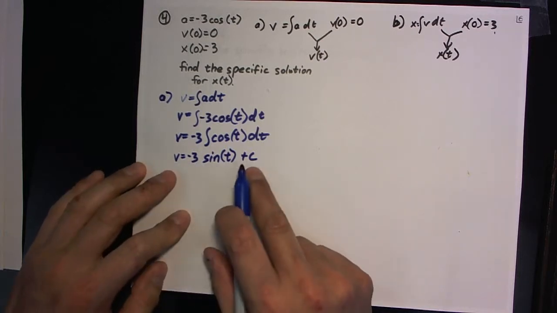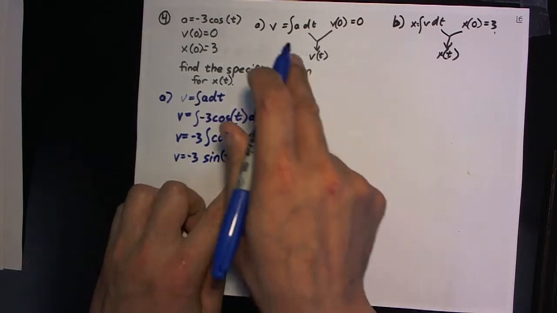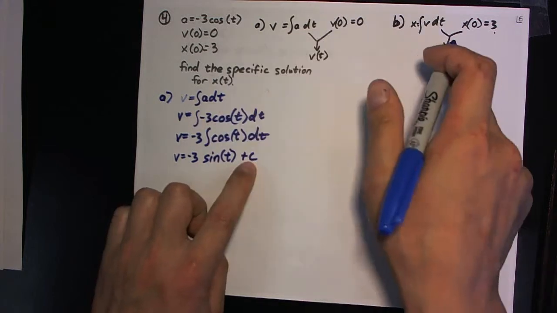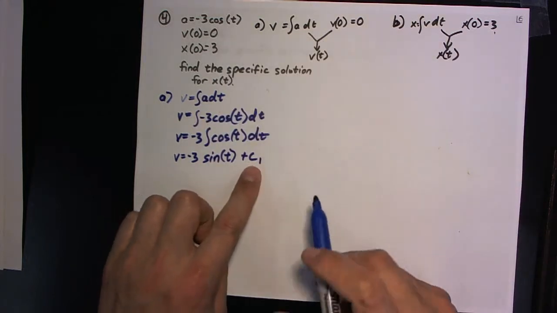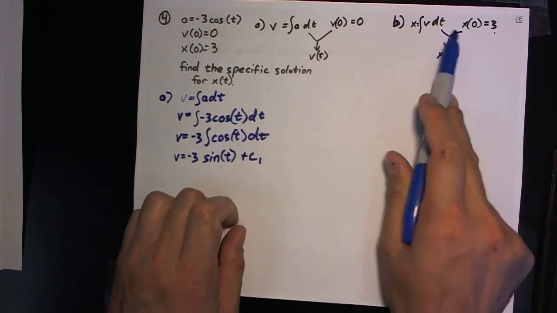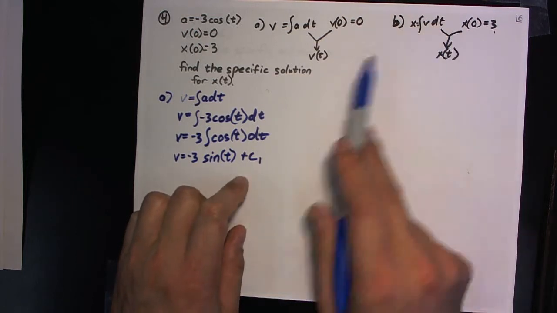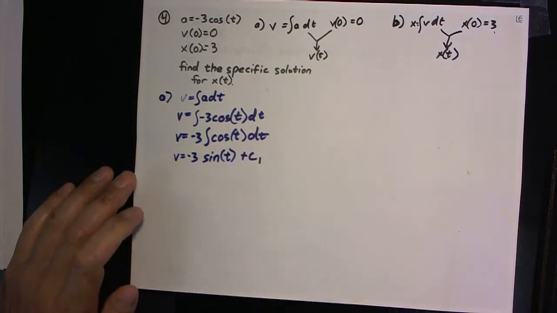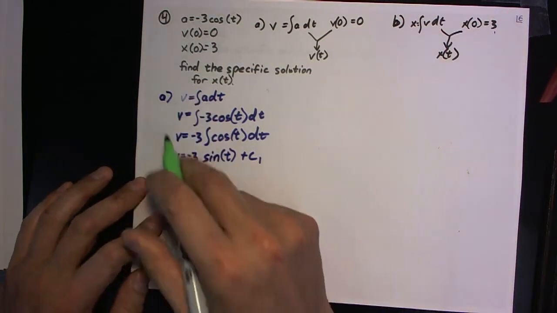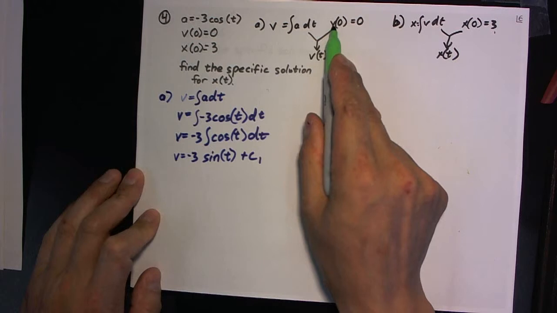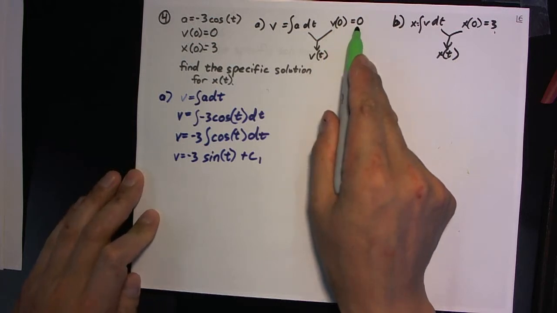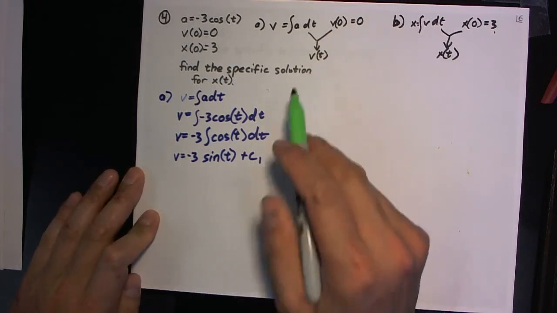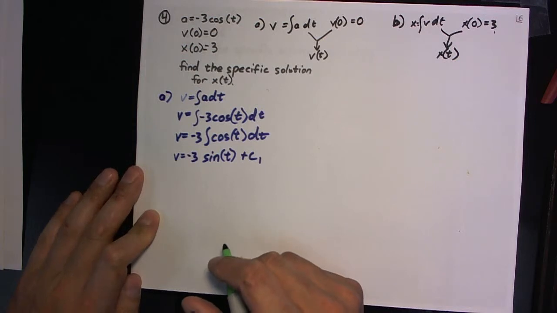Next, we need to solve for c. Oh, and by the way, since we're doing two integrals, we need to distinguish between the c we get for the first integral versus the c we get for the second integral, so we'll call this c1. All right. Next, apply our known value of velocity in order to get a specific solution for velocity as a function of time.